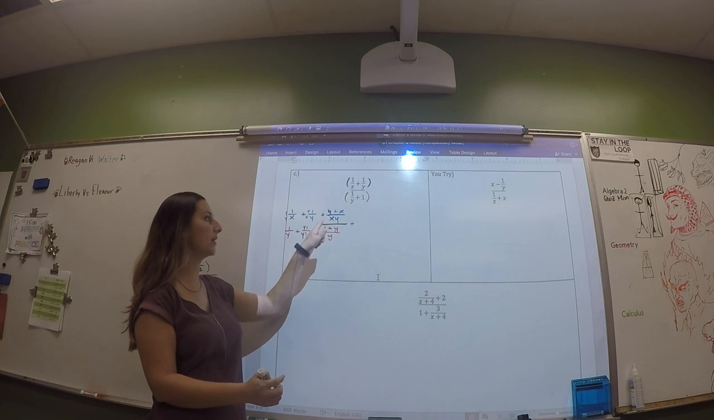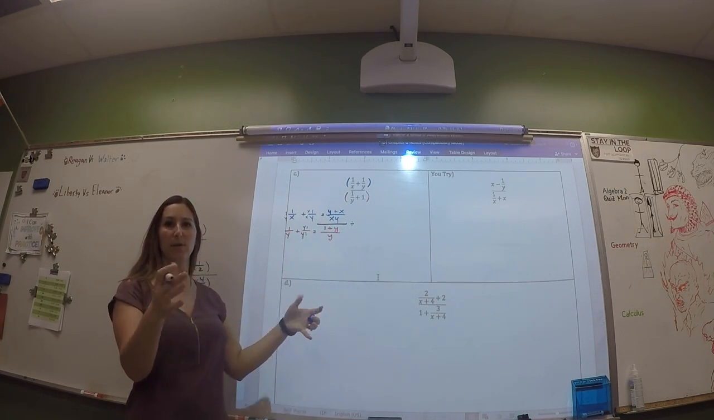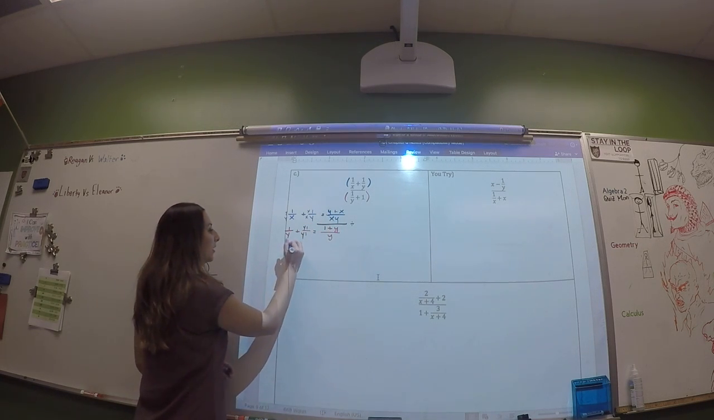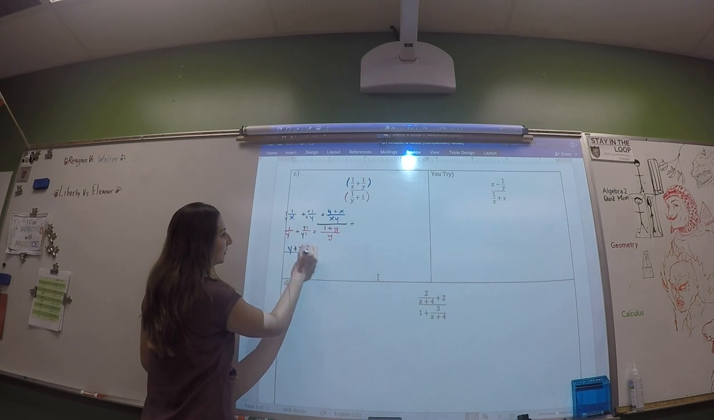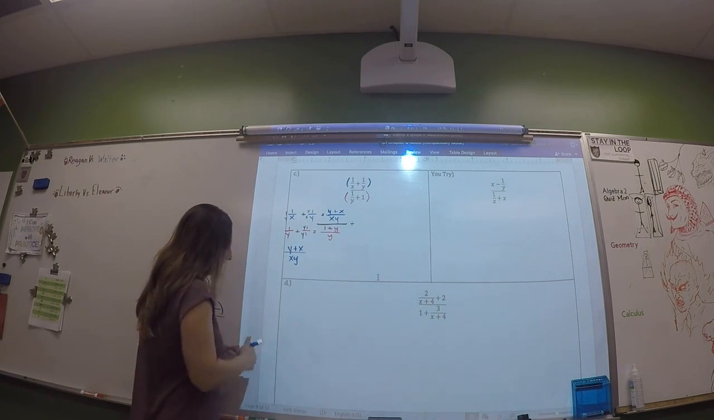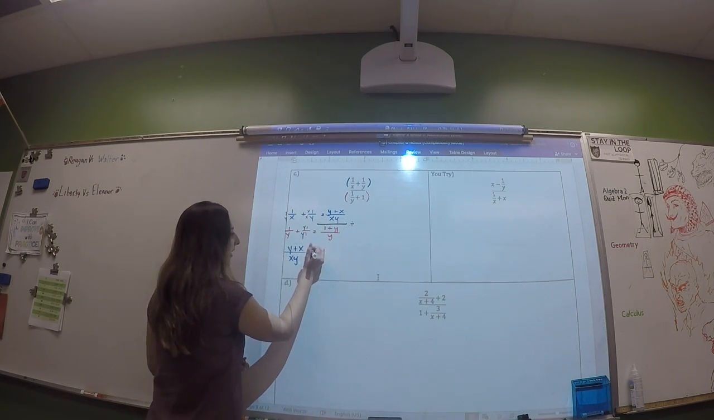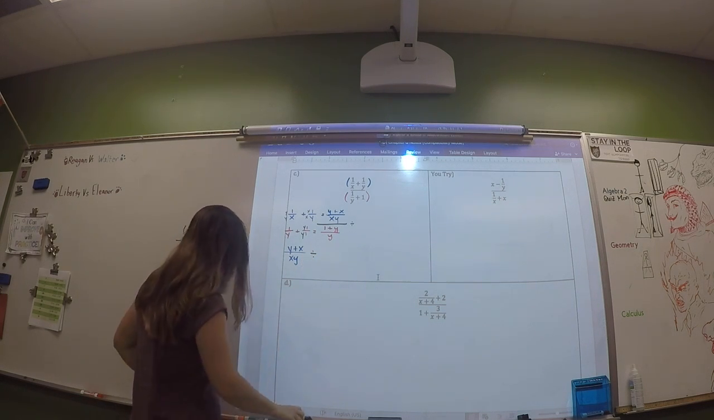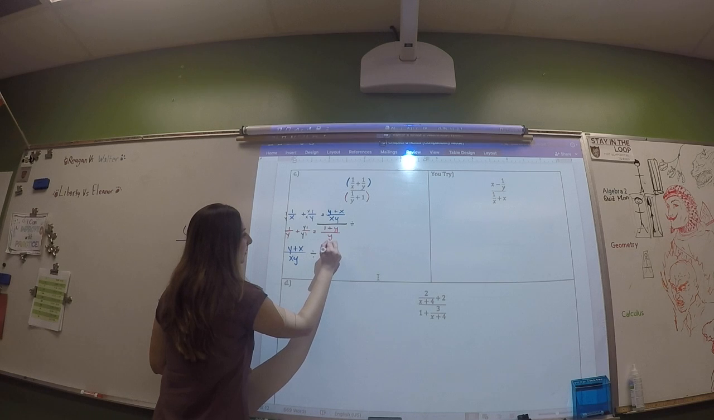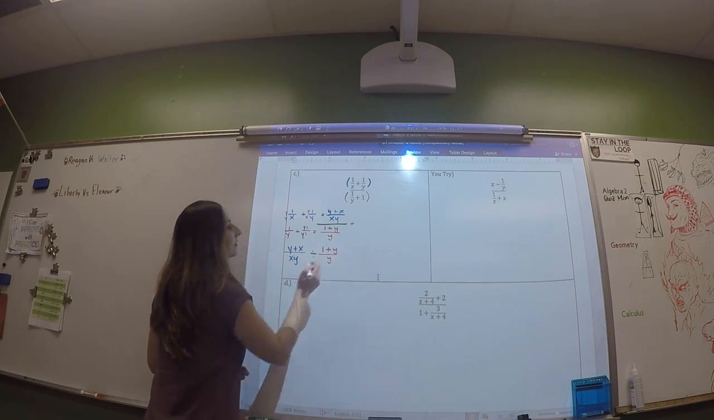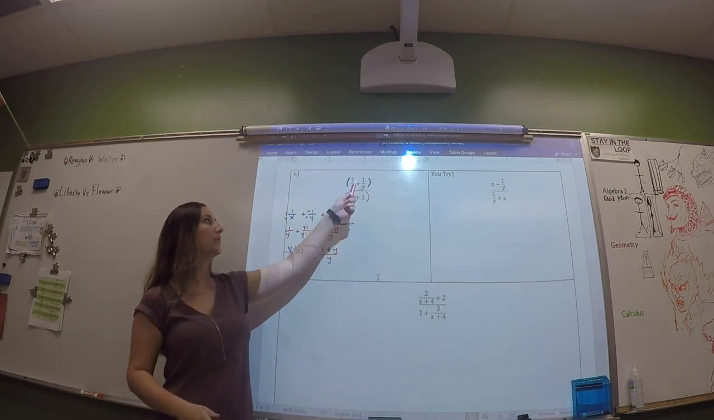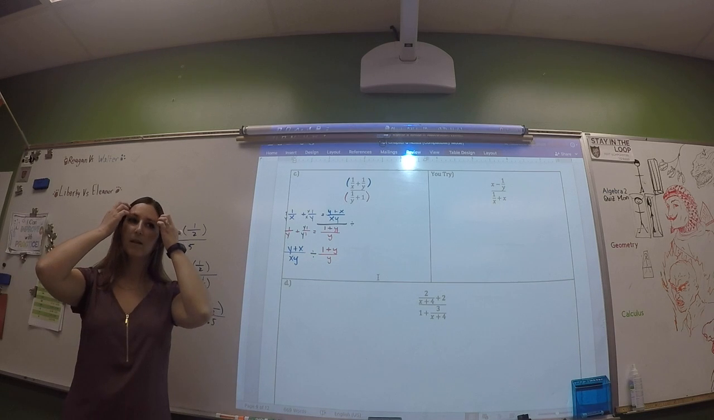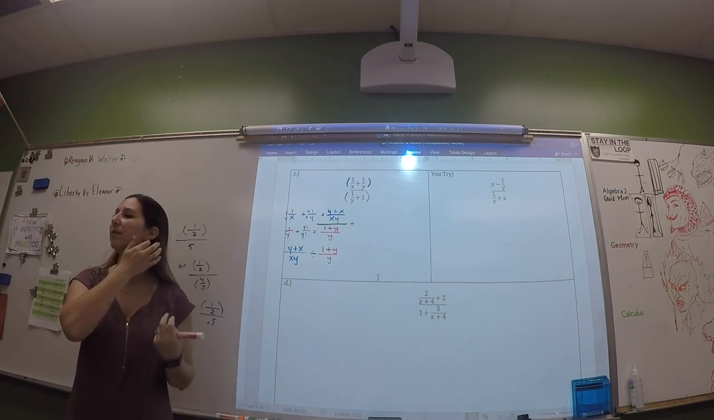So I simplified blue, I simplified red. Now we're going to simplify. So I have blue, divided by red. I'm done. Good. Blue divided by red. See that? Now what's the rule for division of fractions?